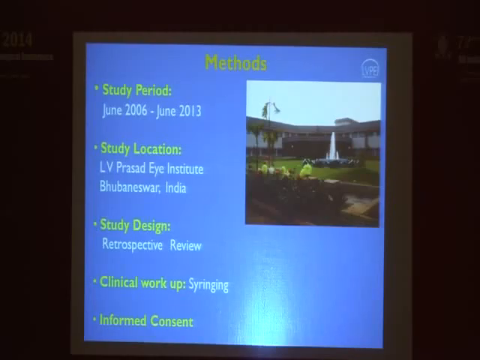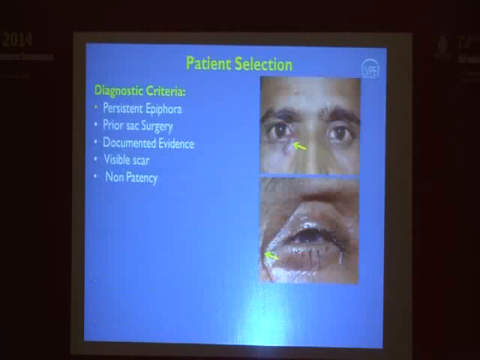We reviewed the medical records of all patients included. All the patients had a detailed ophthalmic history and a comprehensive ocular examination, including syringing to check for patency of the lacrimal system. Informed consent was obtained from all the patients. Patients who presented with a history of persistent epiphora, a history of prior sac surgery with documented evidence, done either in the institute or elsewhere, or with a visible scar and a non-patent lacrimal system were included in the study, as shown in these pictures.